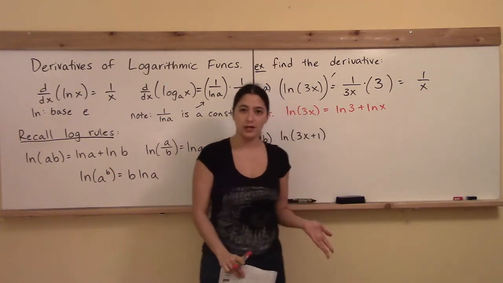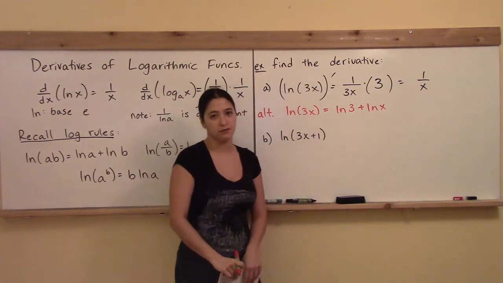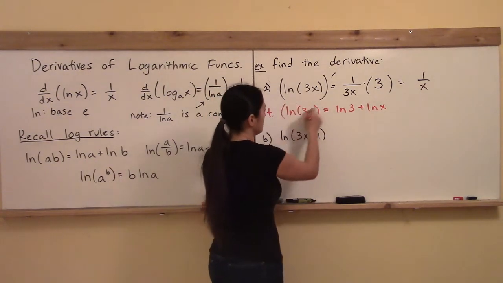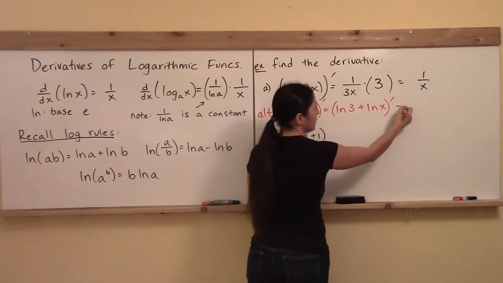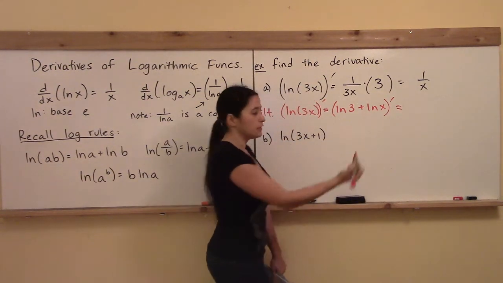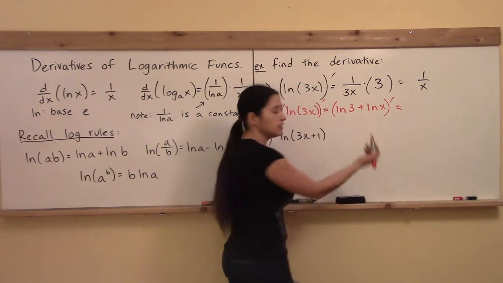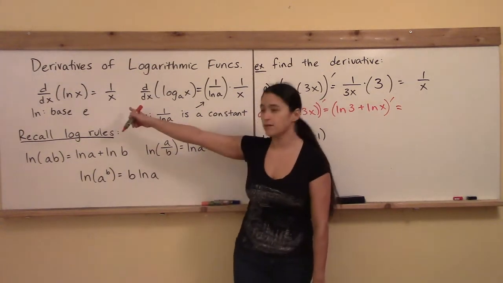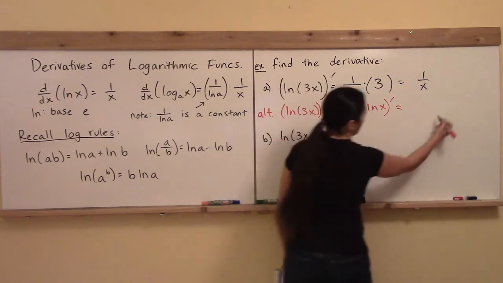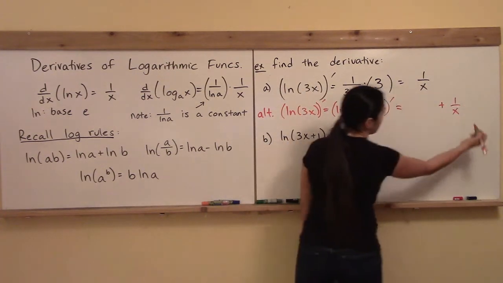Okay? So if I want to simplify it first, that might make the derivative easier to take, because if I want to take the derivative of this, that's the same as taking the derivative of this sum. And so all I have to do is say, what's the derivative of log of 3, and what's the derivative of log of x? Now, the derivative of log of x, that's right there. That's 1 over x, right? So that's going to be 1 over x.